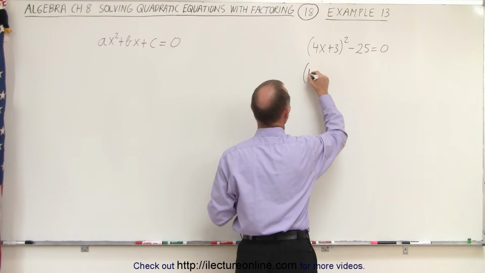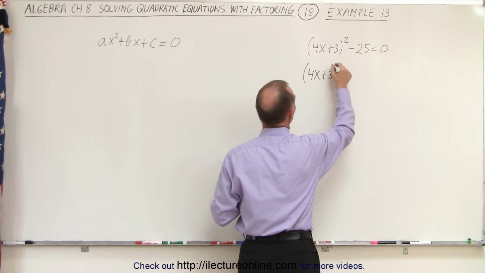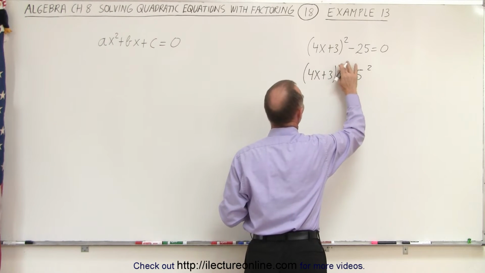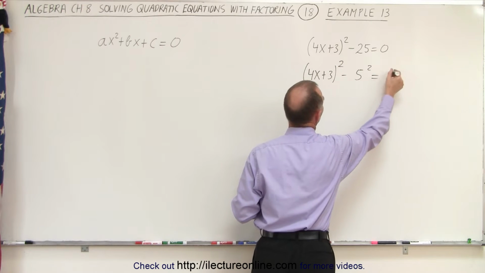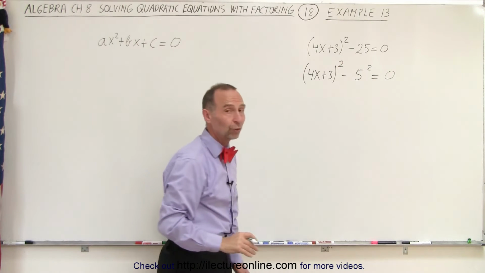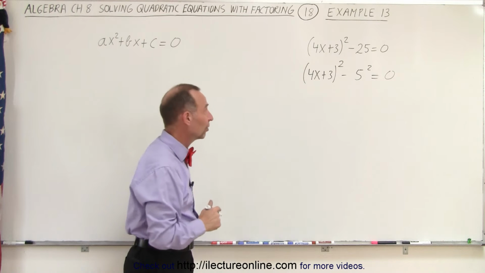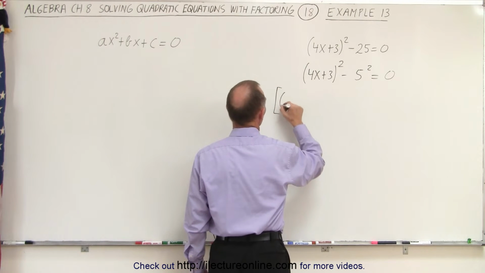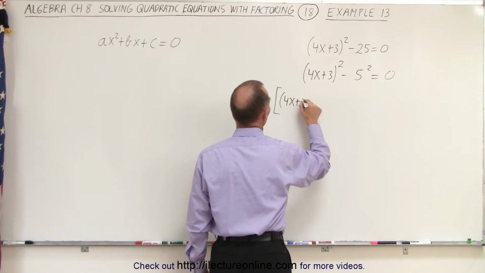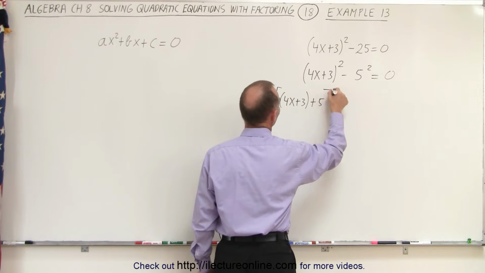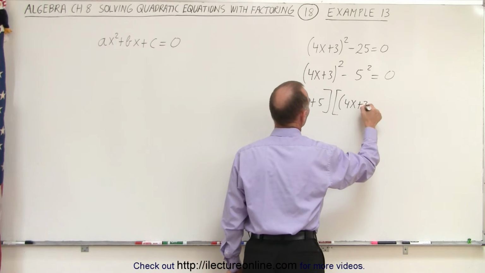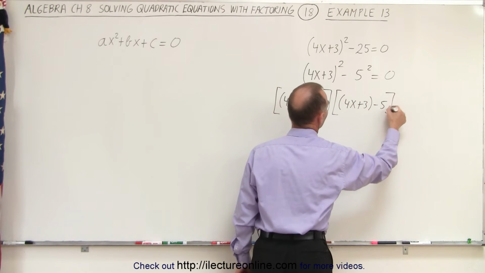This could be written as 4x plus 3 quantity squared minus 5 squared equals 0. So now we have the difference of squares, and you know how to factor the difference of squares. This can be written as the quantity 4x plus 3 plus 5 multiplied times 4x plus 3 minus 5.